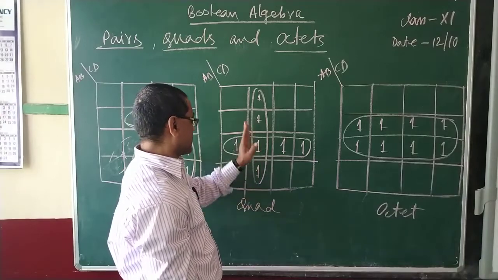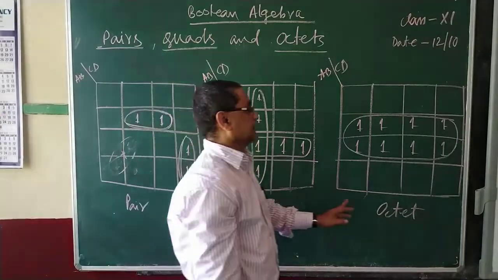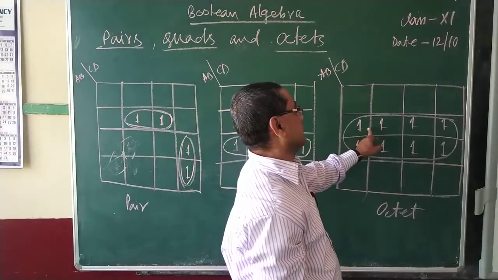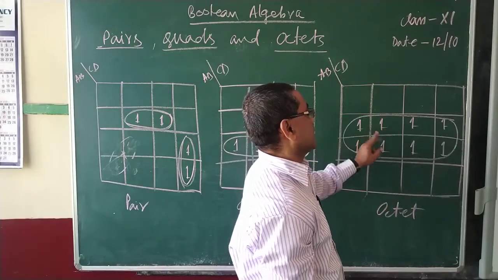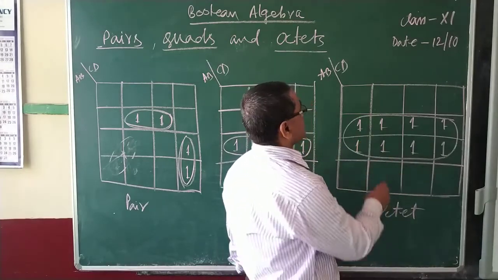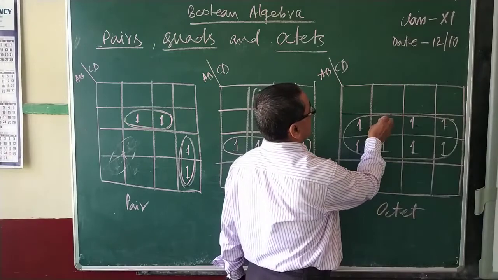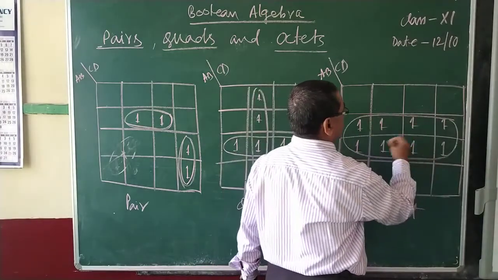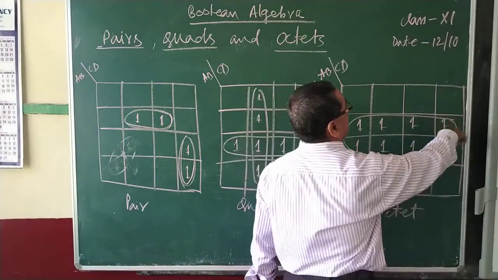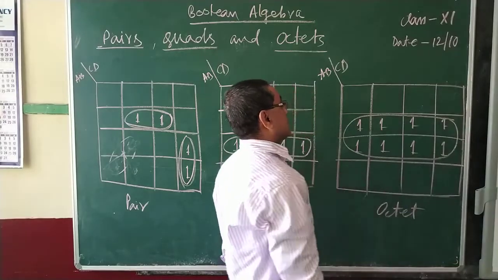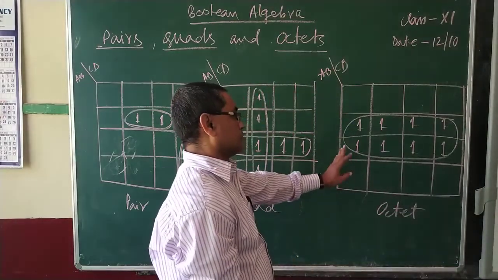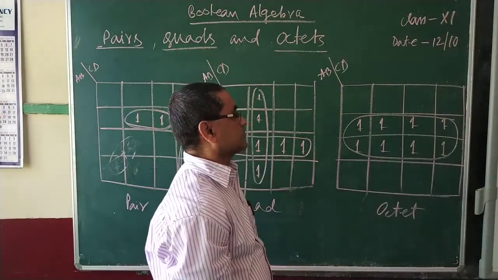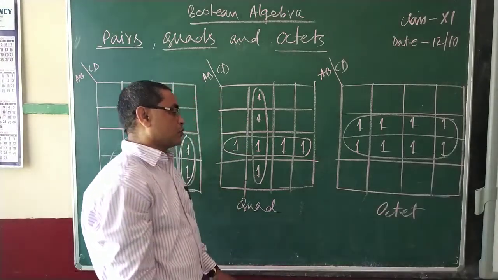So this type of relationship is a quad, and if it is like this, 8 cells of this format, you can take it as an octet. This can be considered as pairs. These are the pair, these are the pair, and this is the pair. But if cells of this type are given to solve, you have to go for an octet.